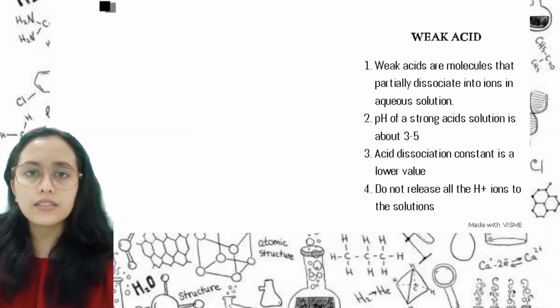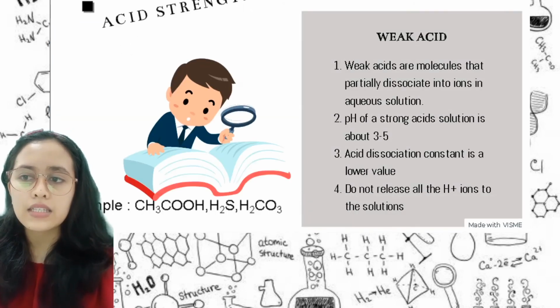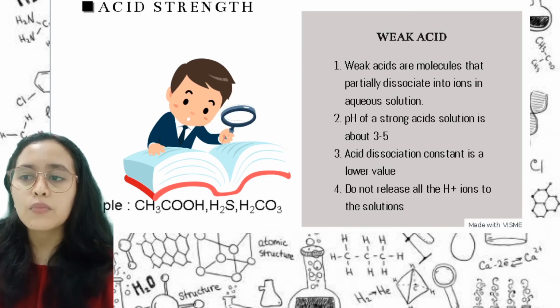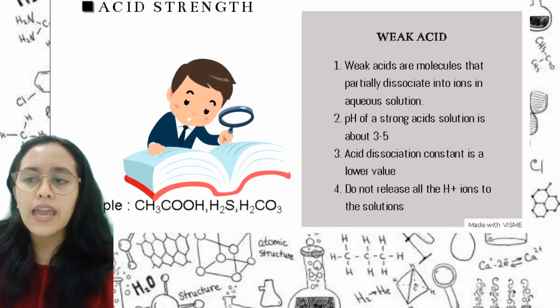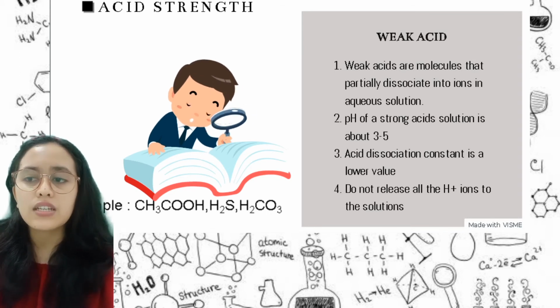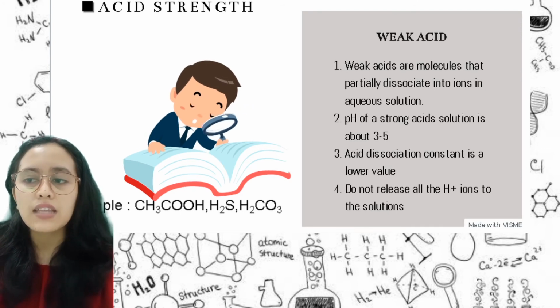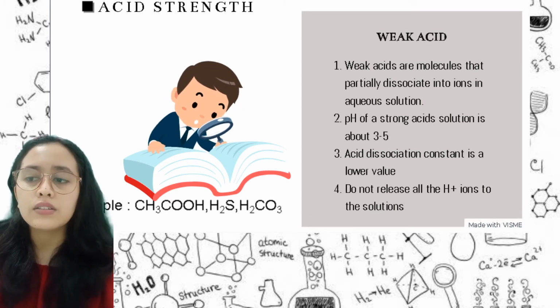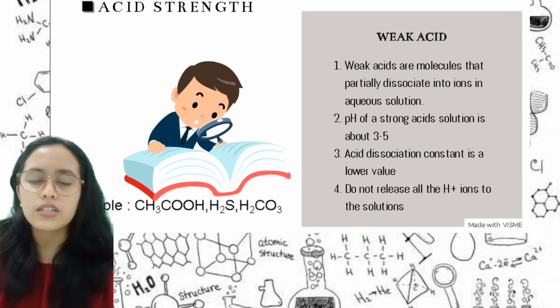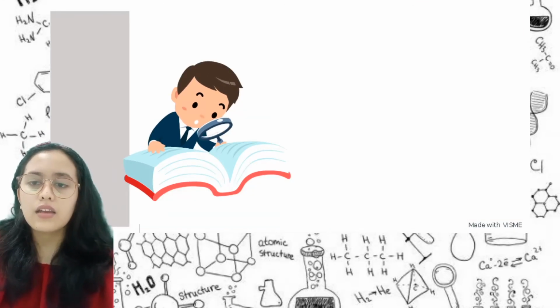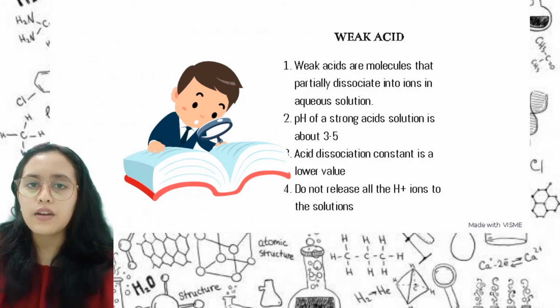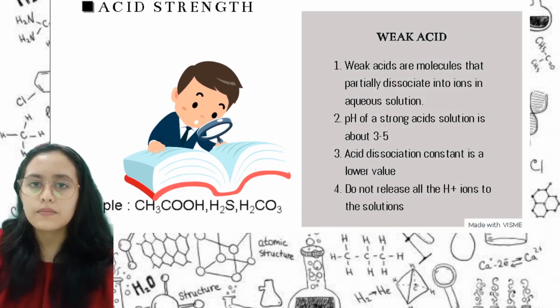The weak acid. The characteristics of a weak acid are, first, weak acids are molecules that partially dissociate into ions in aqueous solution. Second, the pH of a weak acid solution is about 3 up to 5. Third, the acid dissociation constant has a lower value. Fourth, it does not release all the hydrogen ions to the solution. Examples are ethanoic acid, hydrogen sulfide, and carbonic acid.